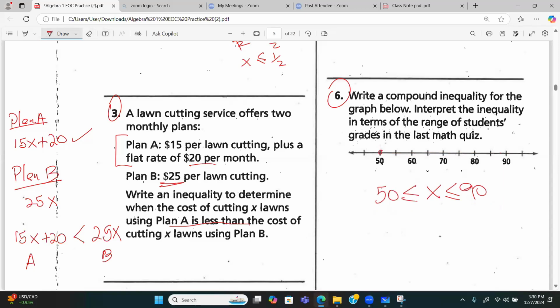So let me put this in terms of the graph. Let me graph this. So I'll go like this, and I go like this. What this is suggesting here is that the students would have scored from 50 all the way up to 90, which means that we have students that got 50, and we have students that got between that up to 90. So the lowest score was a 50, and the highest score was a 90 on this test.